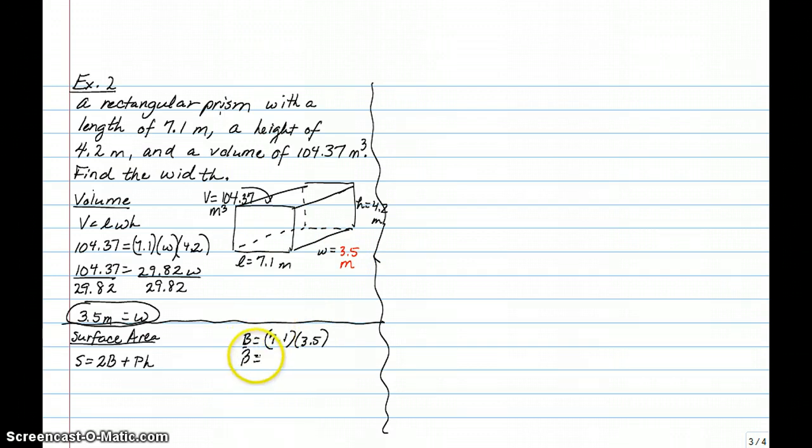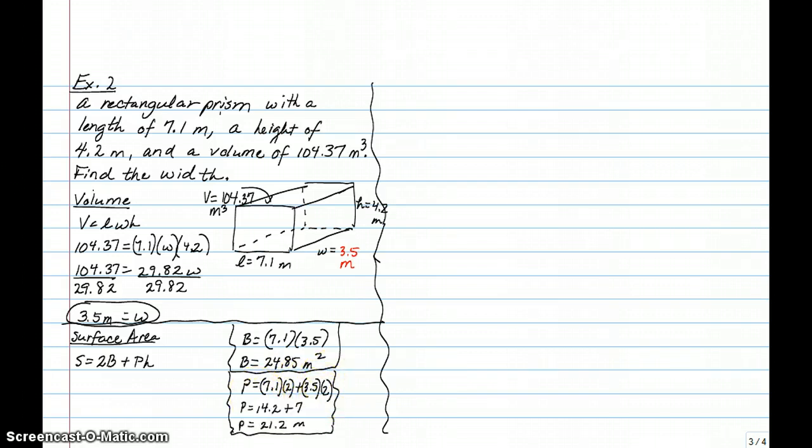So B equals 24.85 meters squared. Now perimeter is going to be the 7.1 twice plus the 3.5 twice. And so your perimeter is 21.2 meters. So now we're going to substitute everything in.